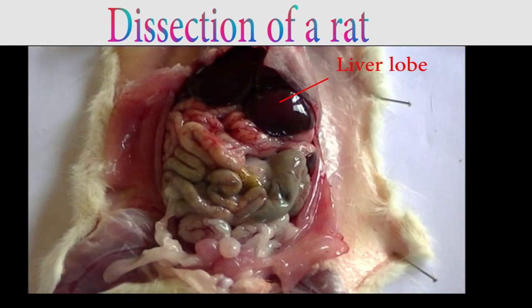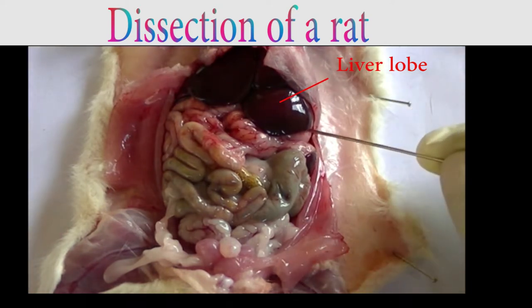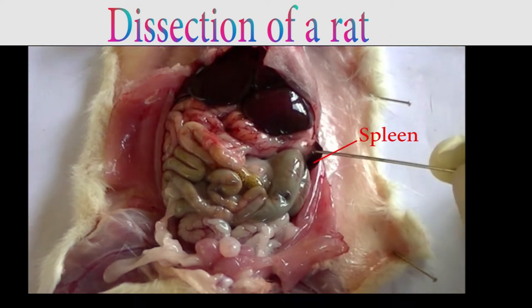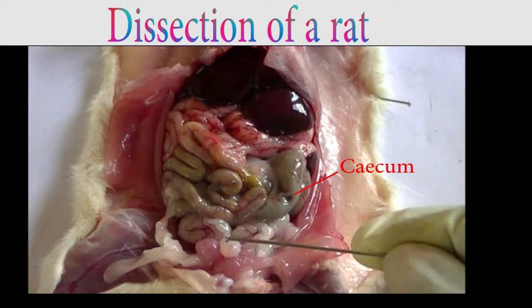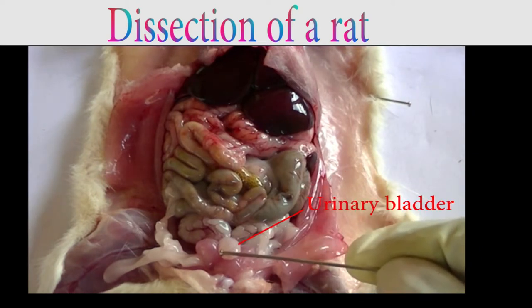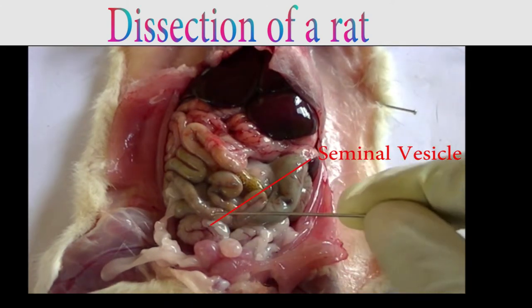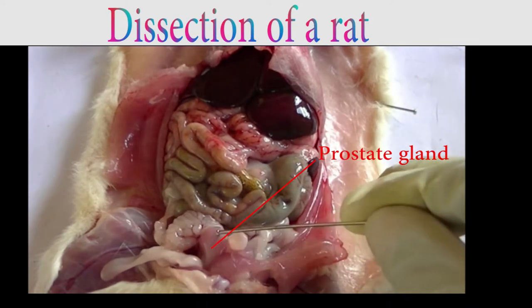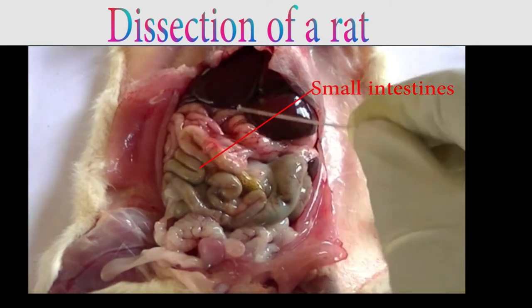Liver lobe, stomach, spleen, cecum, urinary bladder. In the male rat you can also see seminal vesicle and prostate gland that are not in the female rat, then the small intestine.